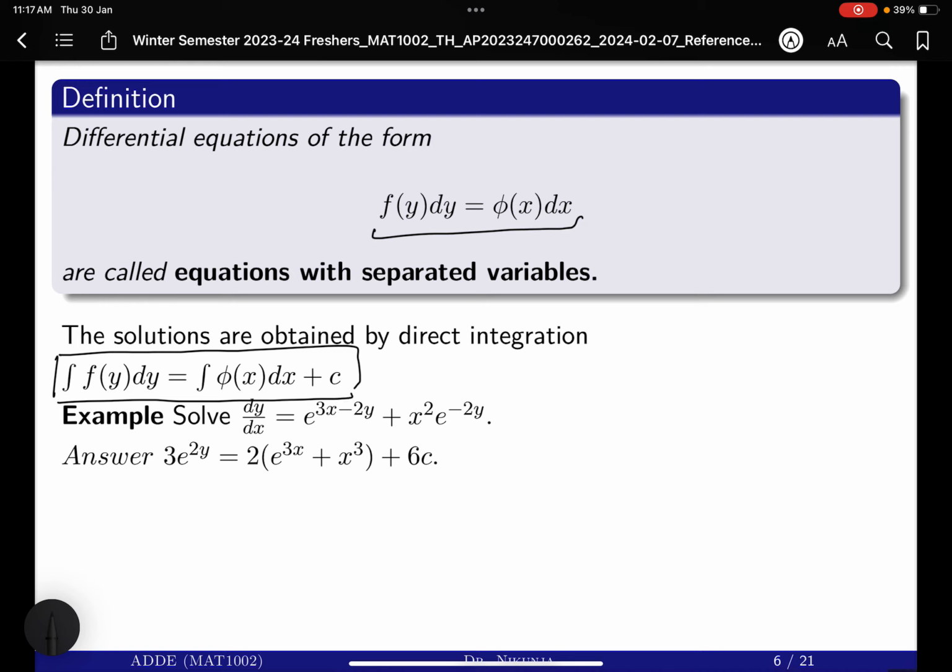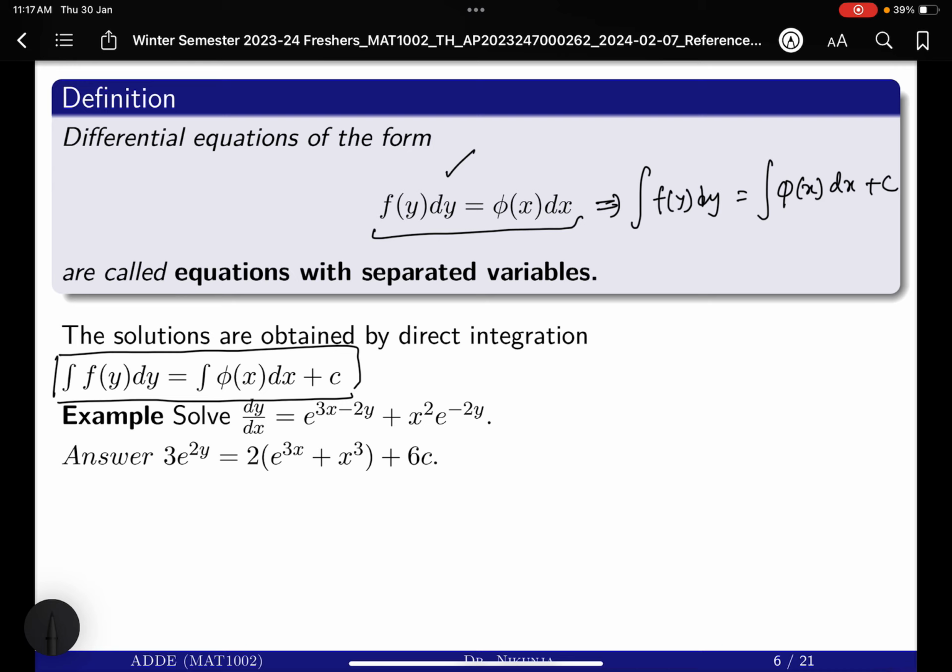Separable variable means you are basically separating the variables, and after that, by doing some integration, you will get the answer. So the solution is given by integral f(y) dy equals integral phi(x) dx plus c. If the equation can be arranged in this form, then this integration will immediately give you the answer.